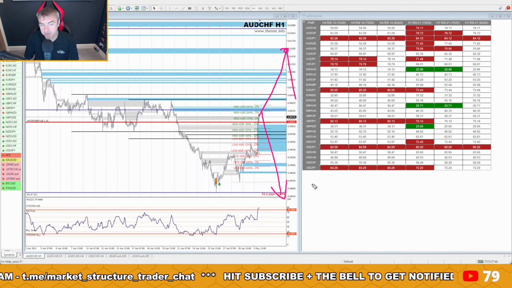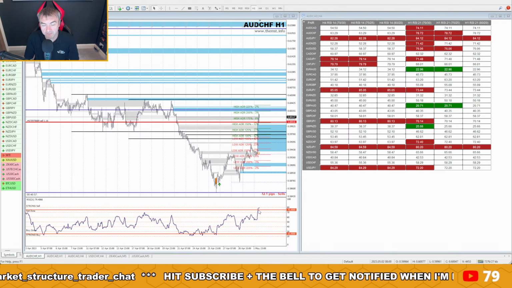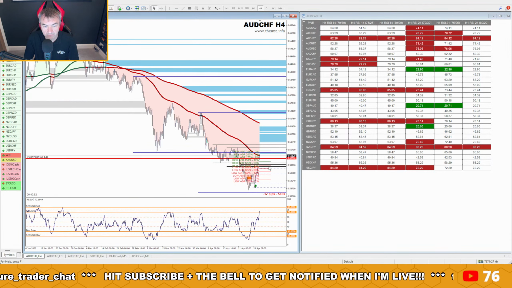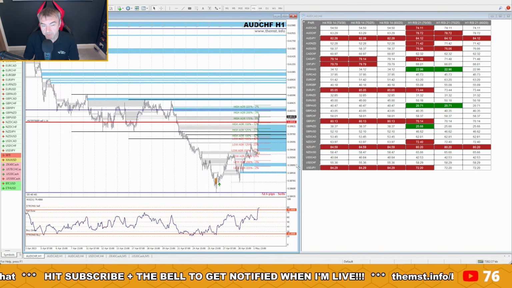Other than that, depending on what happens with the euro on Thursday, we could have a big drive down. So again, nicely extended on the hourly, not extended on the 4 hourly yet, but you'll probably find it will be extended when the next candle closes. So good opportunities for shorts there.